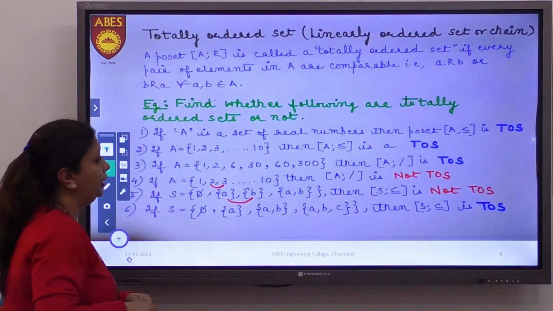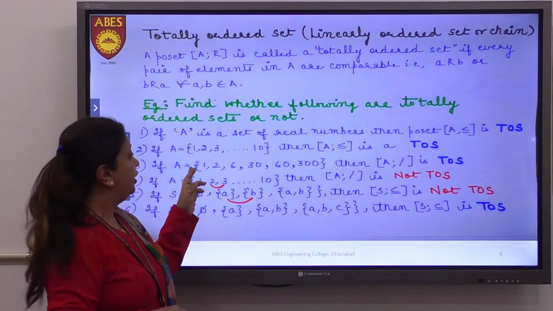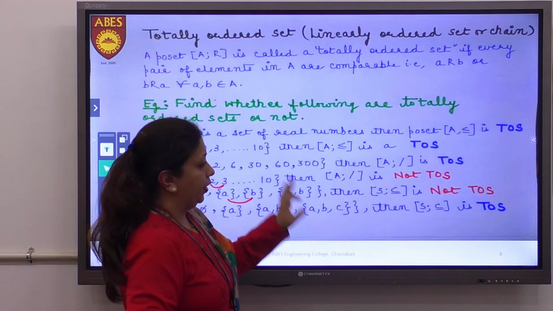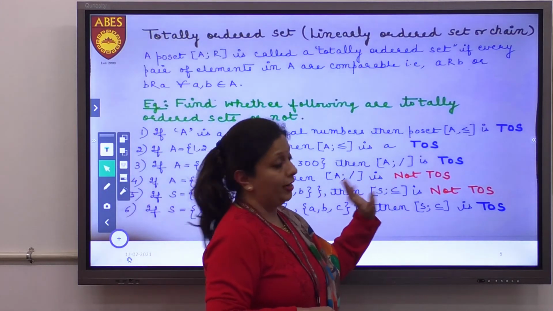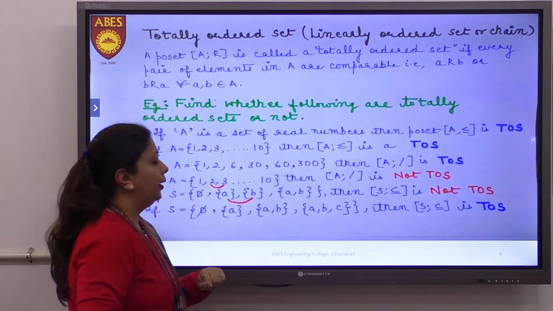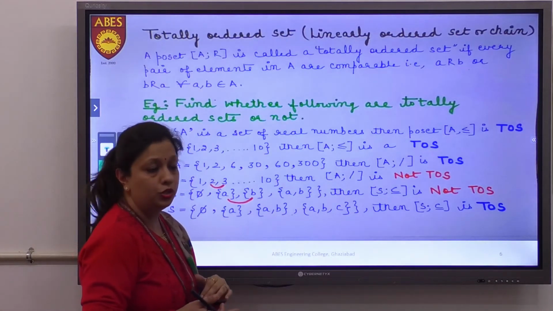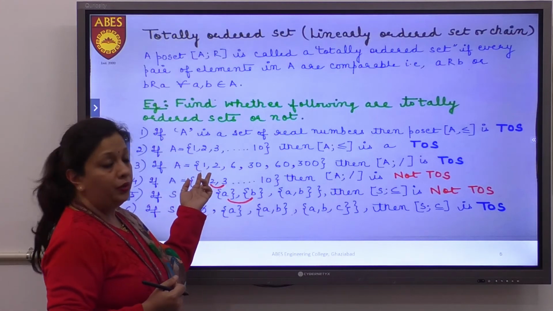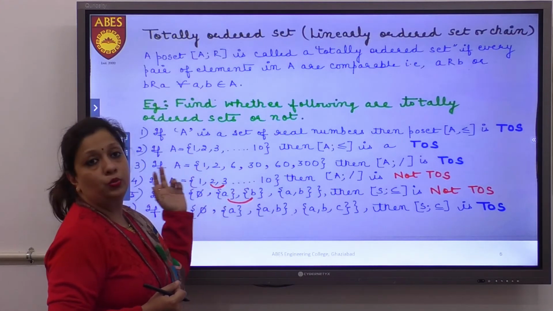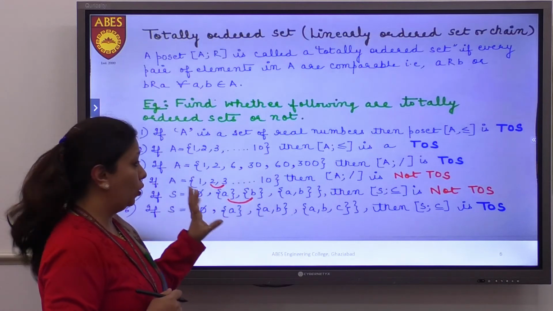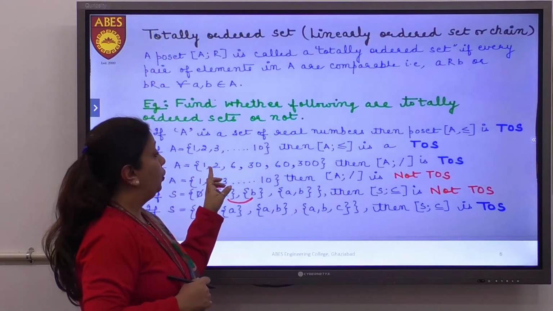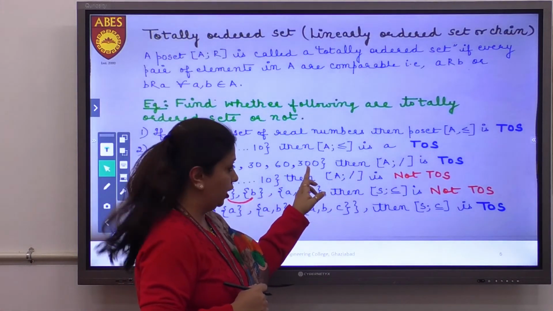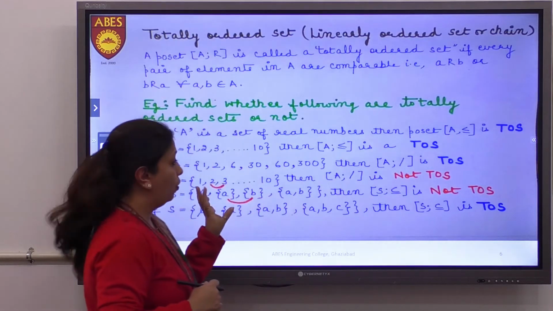Let's take one more example. We have a set A with the elements 1, 2, 6, 30, 60, 300, and here the relation is defined as divides. If I take any two elements, can I say that this divides relation will work? Yes, in this case it will. If I take 1 and 2, 1 divides every number, so 1 will be comparable with all the numbers. Now if I take 2, 2 divides 6, 2 divides 30, 2 divides 60, and 2 even divides 300. So it will work for all the numbers.